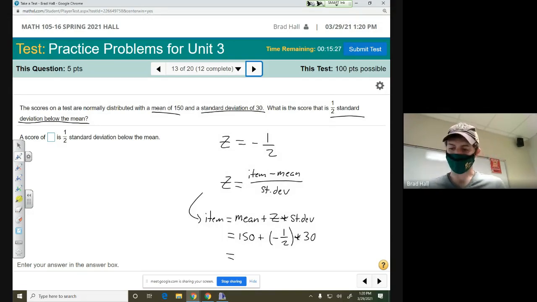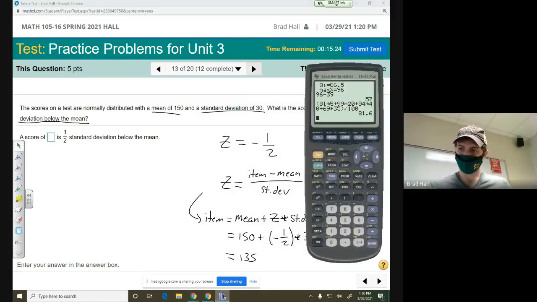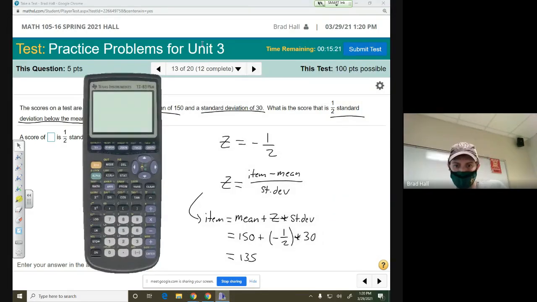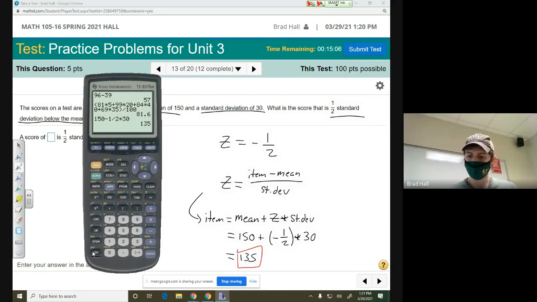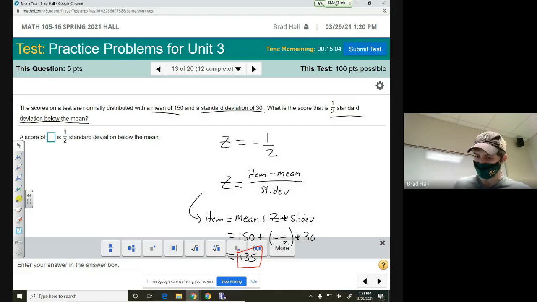So really, this is going to be 135, it looks like. Let's find out. 150 plus, really it's minus 1 over 2 times 30, 135. So it's saying a score of 135 corresponds to 1.5 standard deviations below the mean. You really need to know what a z-score is for this test, or it's not going to look good. So you need to know what a z-score is.